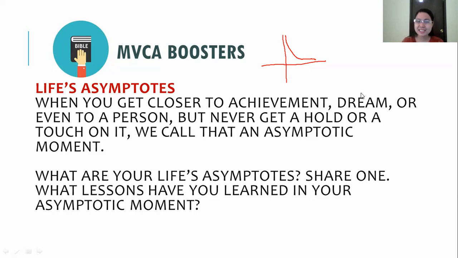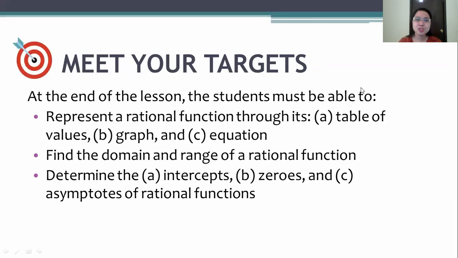Now, at the end of today's lesson, we'll be able to do these things. First, represent a rational function by its table of values, graph, and equation. Second, find the domain and range of a rational function. And the last is to determine the intercepts, zeros, and asymptotes of rational functions.